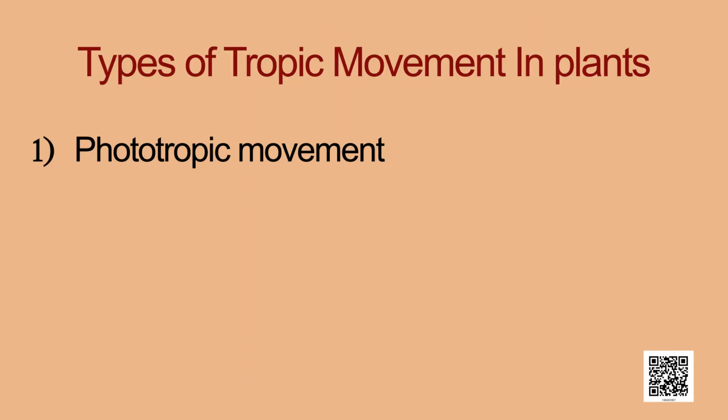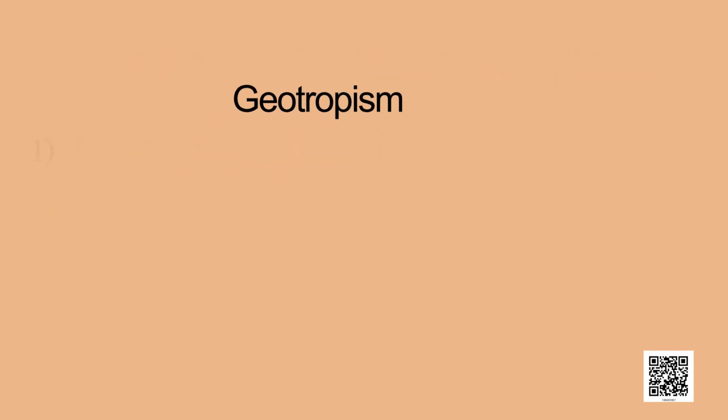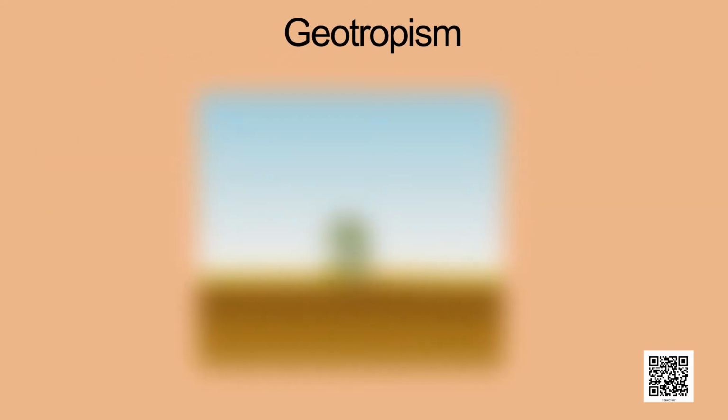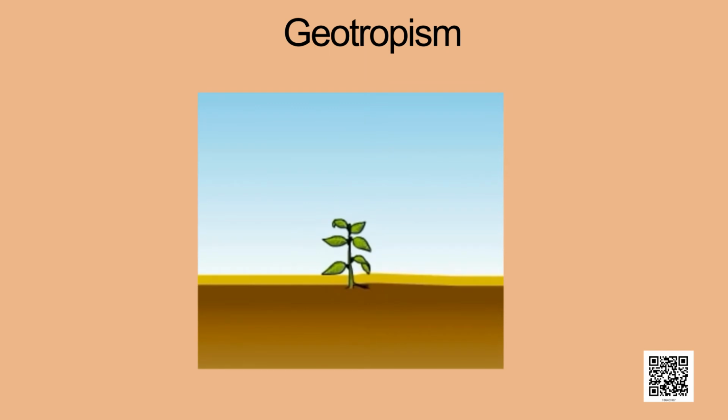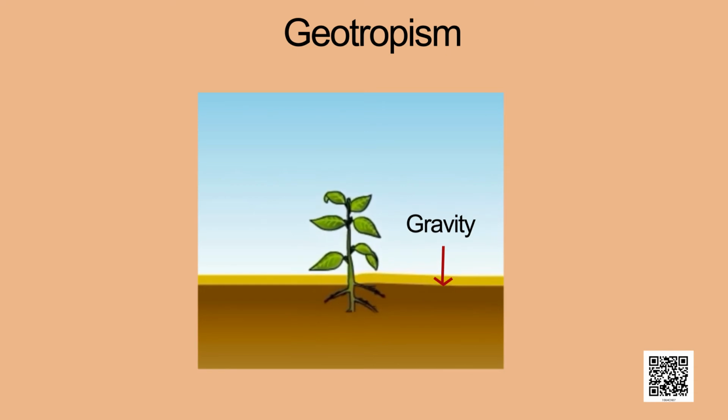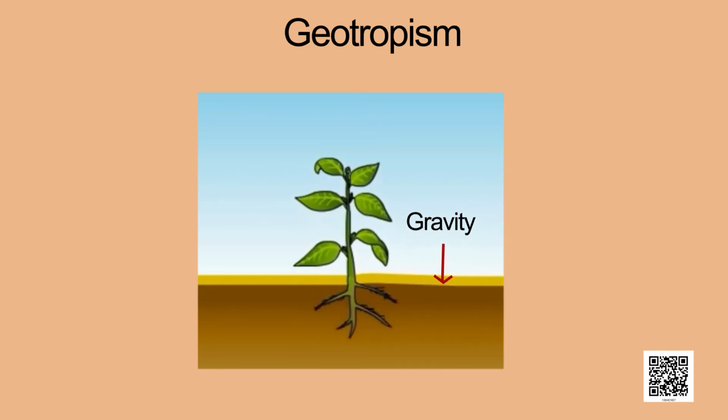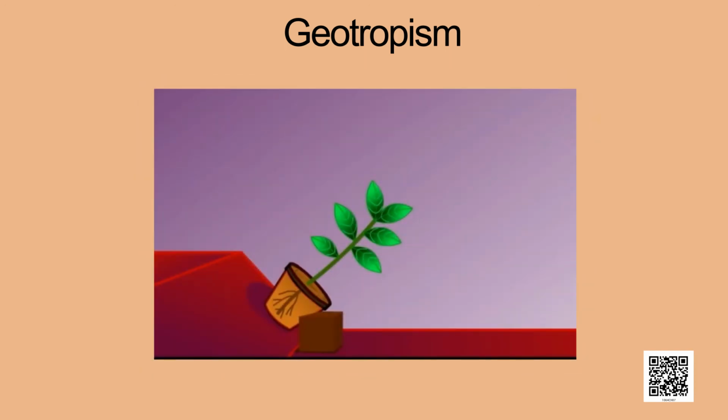Plants show tropism in response to other stimuli as well. The roots of a plant always grow downwards while the shoots usually grow upwards and away from the earth. This upward and downward growth of shoots and roots respectively in response to the pull of earth or gravity is obviously geotropism.